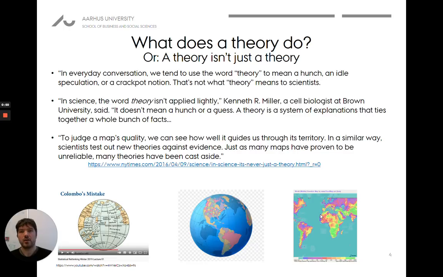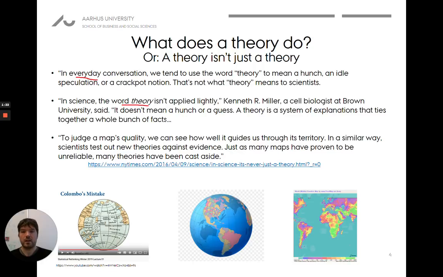Okay, first, what does a theory actually do? It's noteworthy that in everyday conversation we tend to use the word theory as a hunch. I might say, I have a theory that someone likes someone else. So we can use it in this everyday kind of way. It's just speculation. While, as highlighted in this New York Times article I've inserted a few quotes from, in science the word theory is not really taken lightly.